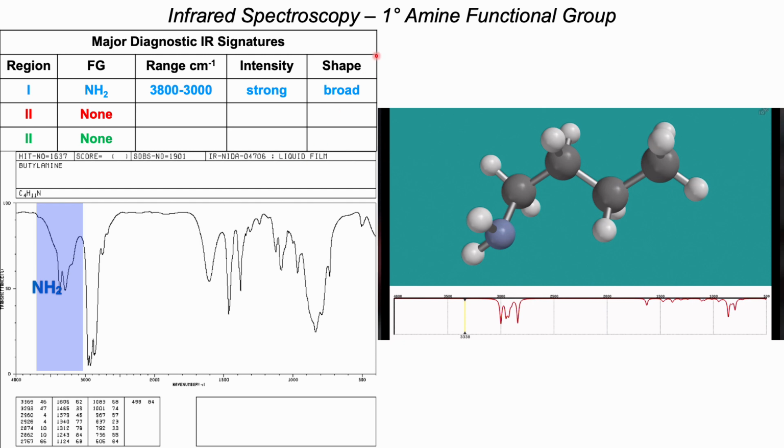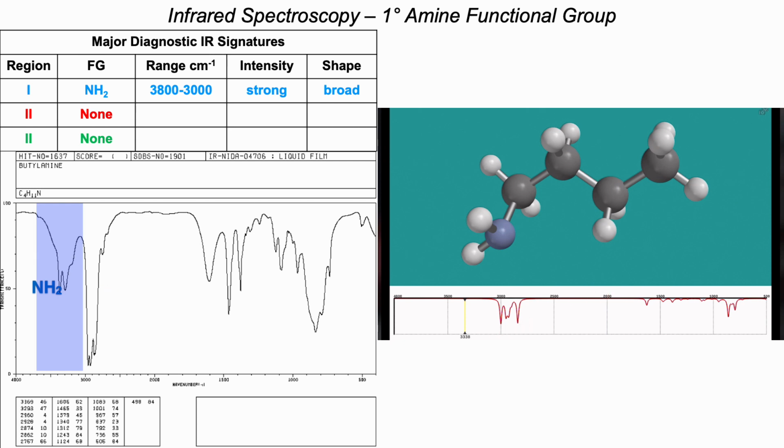Now we're at our first functional group with a heteroatom. This is a primary amine, and the structure from SDBS is butylamine, so a 4-carbon chain with an NH2 group at the end. We can see now in region 1, the NH2 group is shifted left of the normal alkane stuff, so it's over here from 3,800 to about 3,000. It's strong, and we call it very broad, so it gradually is increasing. We see this sort of doublet looking structure that corresponds to the 2 hydrogens of the primary amine.